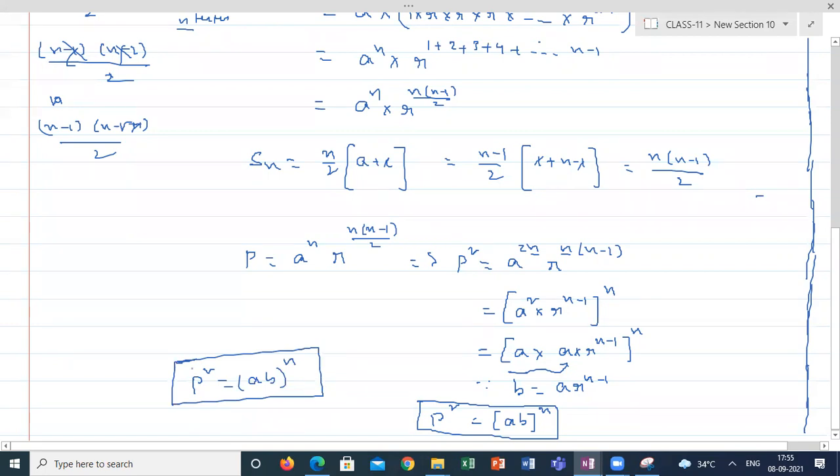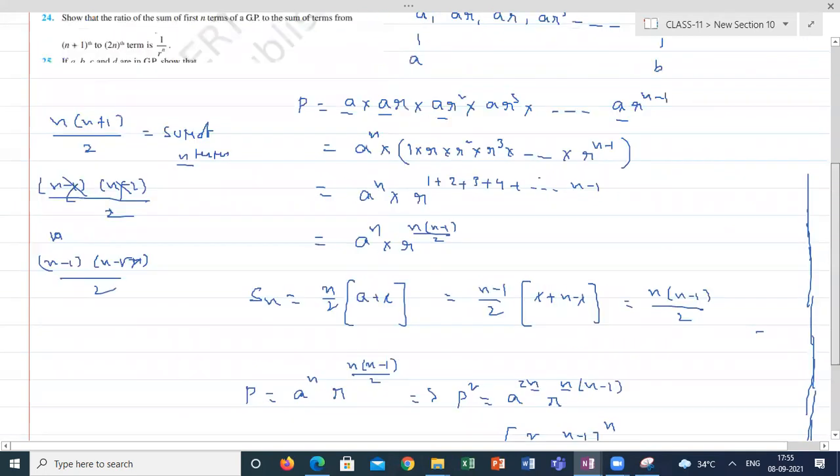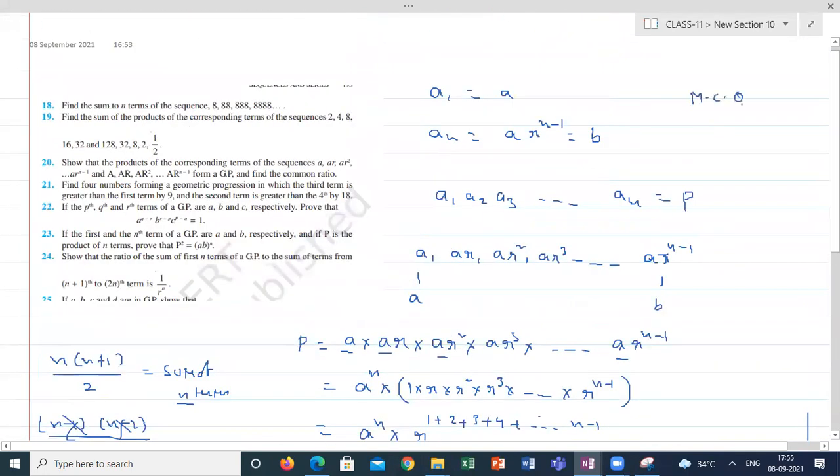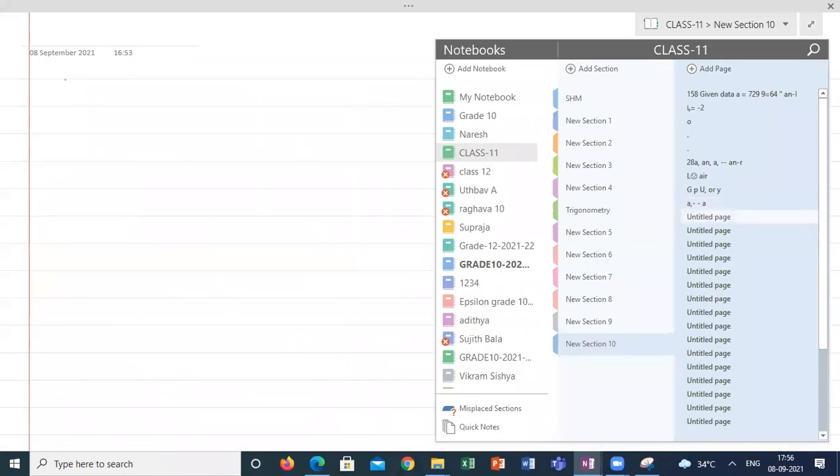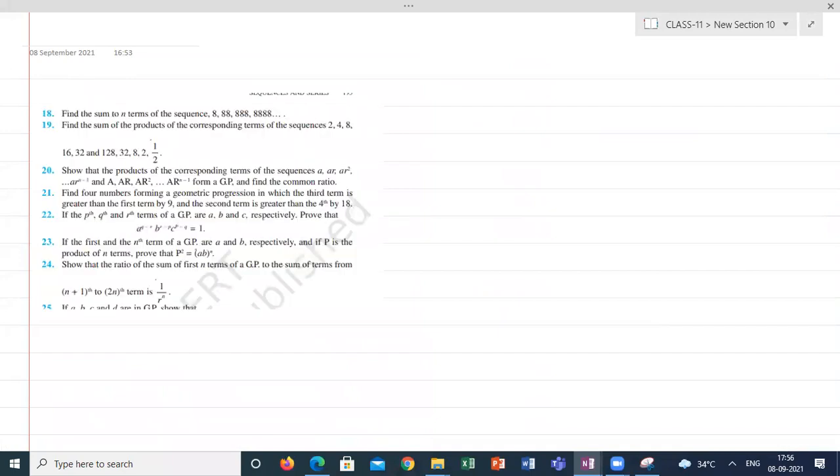Guys, for example, if this question is asked as an MCQ and they give four options. The question is like this: if the first and nth term of a GP are A and B respectively, and P is the product of n terms, then P square is equal to: A, AB whole power n; B, AB whole power 1 by n; C, AB whole power 2n; D, AB whole power 3n; or none of the above.